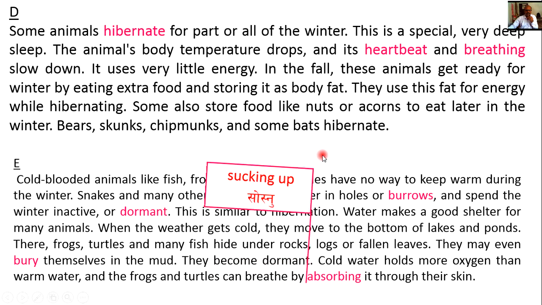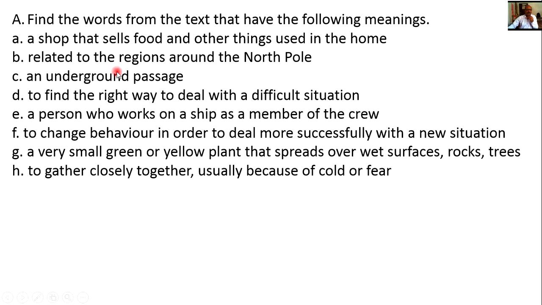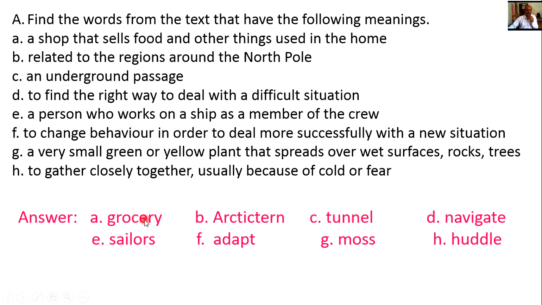Now, here, absorbing, sucking, in this way. Find the words from the text that have the following meaning. Now, a shop that sells food and other things used in the home, it is called what? Grocery. A shop that sells food or other things used in the home, that is grocery. Now, related to the region around the North Pole, that is the Arctic. Now, an underground passage, tunnel. To find the right way to deal with a difficult situation, navigate.